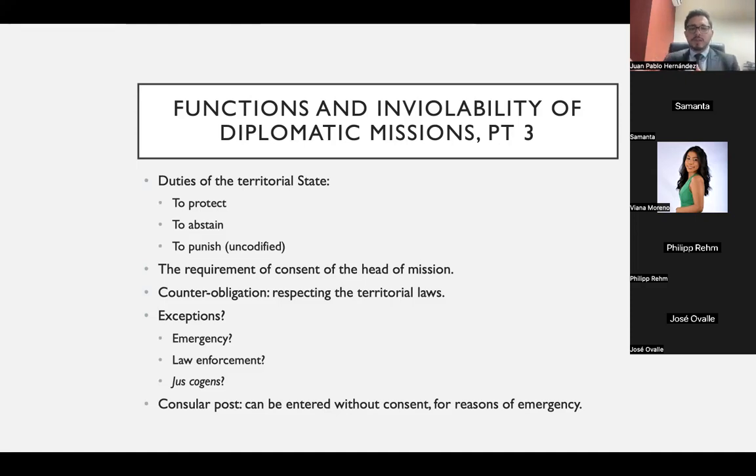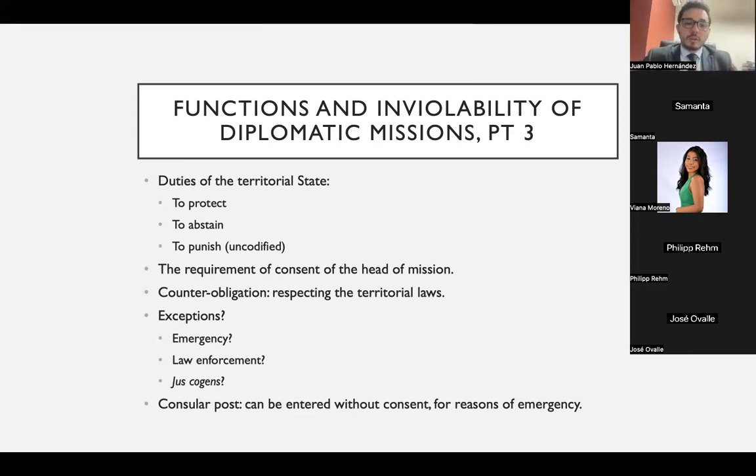And deriving from these duties, the state has the obligation to not only ensure that these functions are exercised freely, but also that anyone who infringes upon those functions is sanctioned according to internal law, so as to ensure that the protection is effective. And so those are the three functions that derive from immunity, and particularly inviolability.